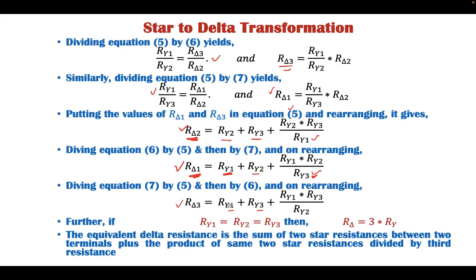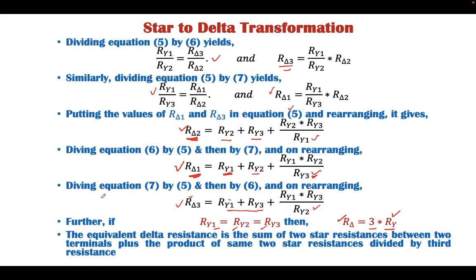And here also we can say R delta 3 is equal to the sum of the resistances across which this delta resistance is connected plus the product of these two resistances divided by the third resistance. Here in this case, again, if we consider R star 1 equal to R star 2 equal to R star 3, then R delta will be equal to 3 times R star. Hence we can say that when a star connection is represented as an equivalent delta, the delta value will be 3 times the star value.